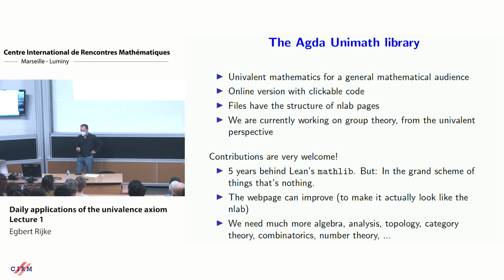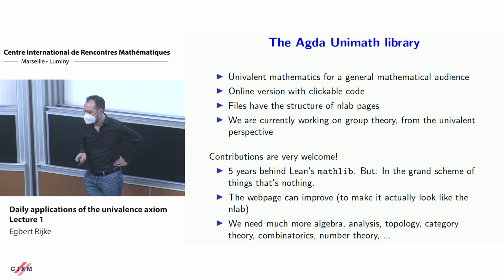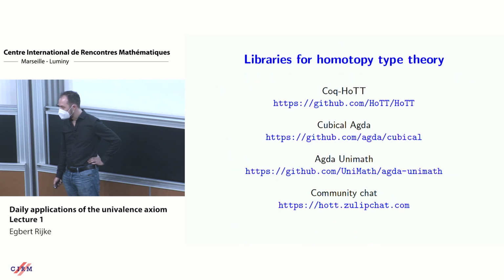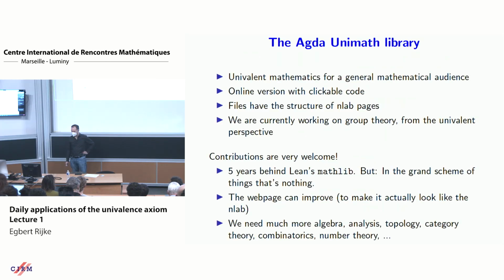Like Coq, but also very much like the Lean mathlib, we are taking a very general approach to mathematics, and we want to accommodate all of it. But our library is in EGDA, and it's not cubical EGDA, but the normal version. If you go to this website, unimath/EGDA Unimatch, the third one, then you'll see the source code, but you'll also get to a web page that has the code in a nicely clickable online version, and you can easily browse it.